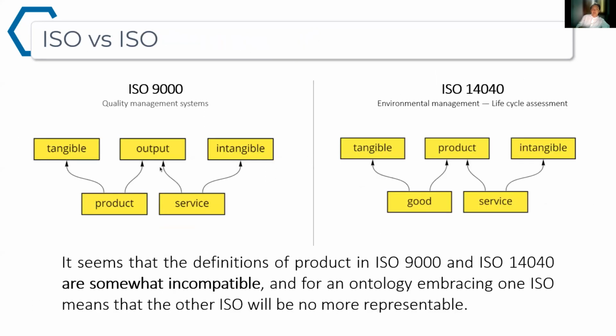In fact, if you create a taxonomy of product for these two ISOs, you have that these two taxonomies are different. A product for the 9000 is tangible, it is an output of something, and this output can be also a service, but if it is a service, it's not a product.